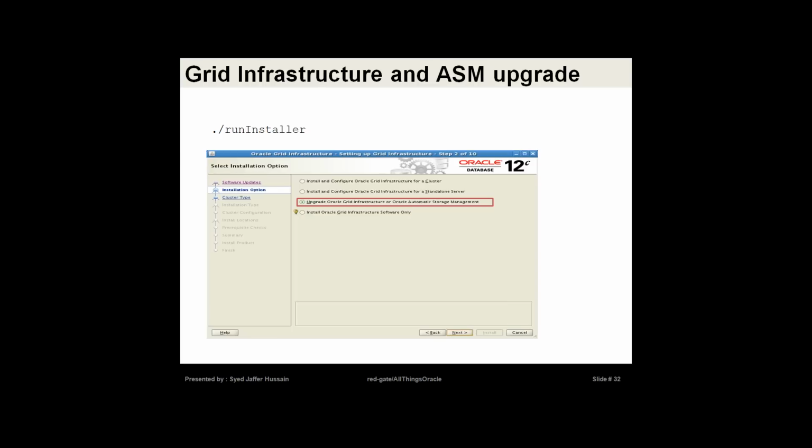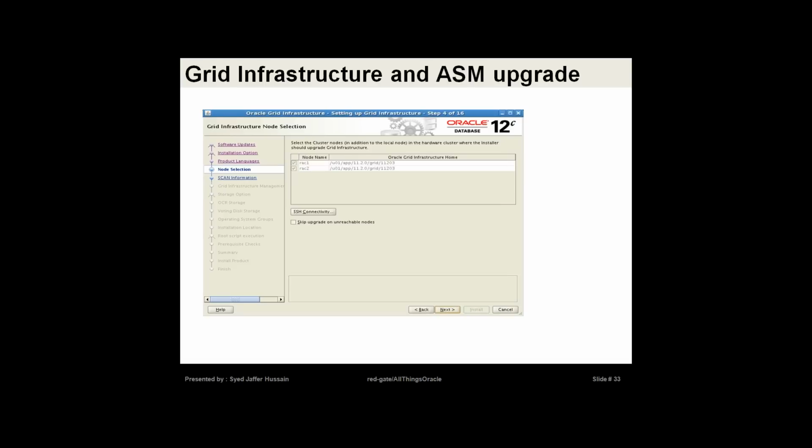Now let's imagine that everything is fine in place and we are good to go with the upgrade. I'm going to demonstrate with a few slides upgrading a two node cluster to 12c. From the 12c staging area, run the installer, and you get these options: install and configure grid infrastructure, and upgrade Oracle grid infrastructure or automatic storage management. You select the third option to upgrade your existing environment. If you already have an existing environment, it will sense it and list all the nodes. Here you can select all the nodes or a subset of nodes, but it is very important that you select all the nodes to perform your upgrade.